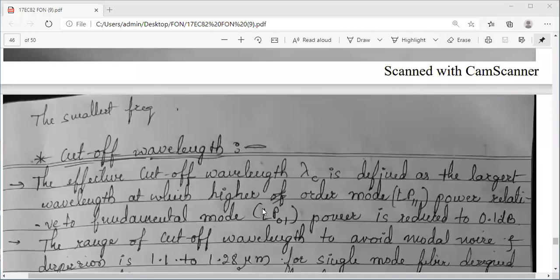In today's session, we are going to take a small concept based on the optical fiber, that too single mode operation, that is cutoff wavelength, then mode field diameter and spot size, and the third parameter is effective refractive index. Let us go through the first concept, cutoff wavelength.